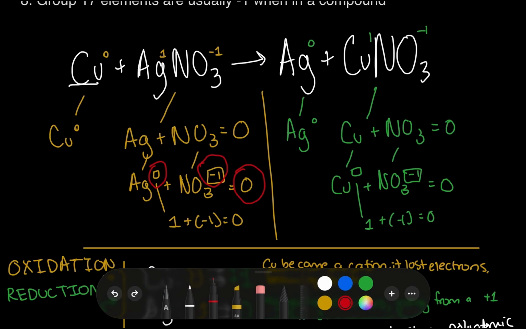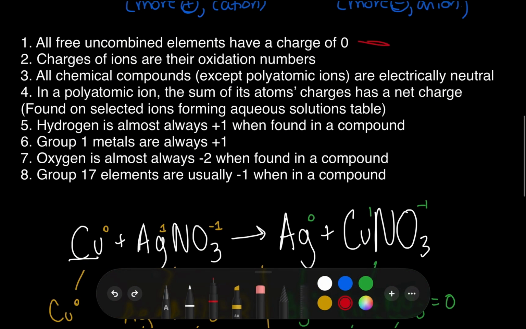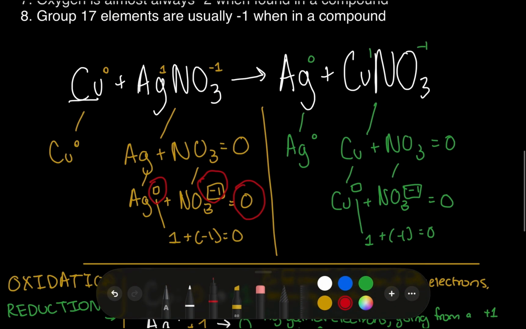Now let's look at this side here. We have Ag. After the single replacement, Ag has been kicked out. So now it's one of the free uncombined elements, which again is associated with rule number 1. So now Ag has a charge of 0. But now we have copper nitrate, our new compound. So if we split it up, Cu plus NO3. This is, again, a chemical compound, so it's going to be electrically neutral, equal to 0. NO3, once again, stays the same with a charge of -1.